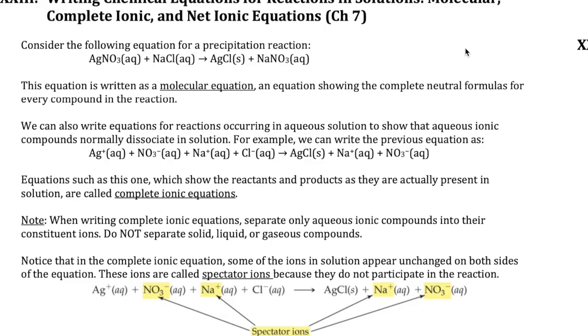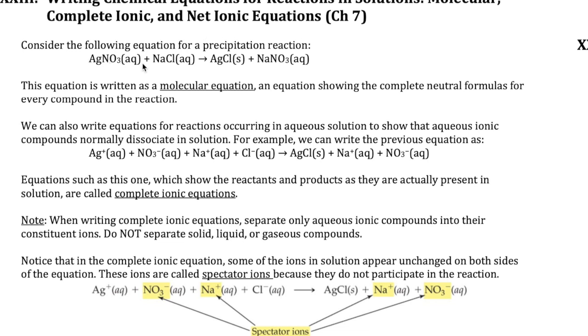Hi everyone, now we're going to talk a little bit about how to write the chemical equations for these reactions that contain species that are dissolved in water, or aqueous species, and specifically how to differentiate between those that are strong electrolytes, weak electrolytes, and non-electrolytes. So let's take a look at this example equation.